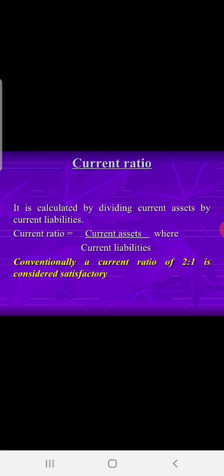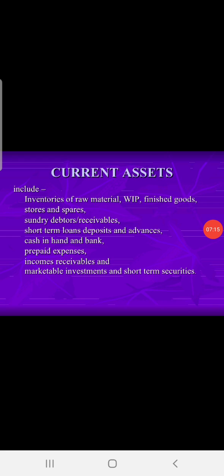Conventionally, the ratio should be 2:1, meaning your assets should be greater than your liabilities. Then it will be profitable for you. For the current ratio, you just have to compare the current assets and current liabilities. The next one is, now we are going to study what the current assets are.